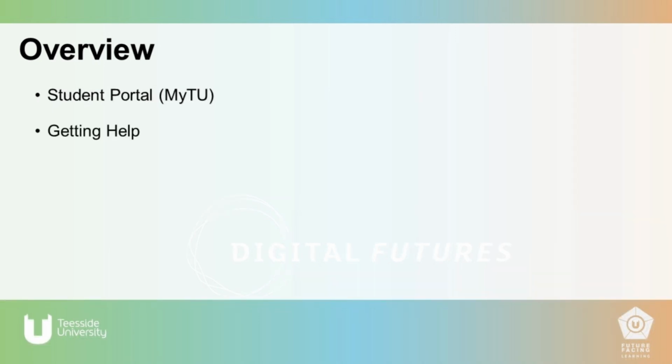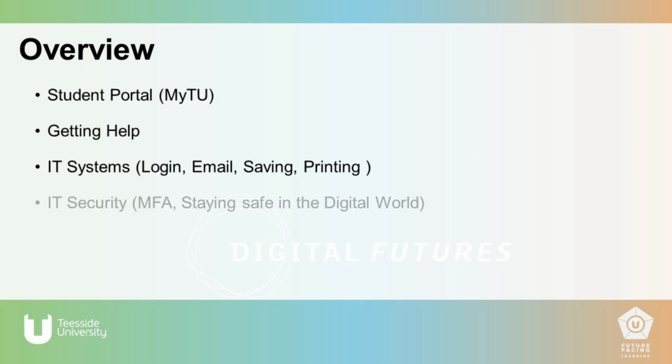We will then move on to the different ways you can get help. We will discuss some of the IT systems, for example your login, accessing emails, saving work as well as printing. IT security is an important part of your journey at university. As such, each one of you has a role to play in both protecting your data as well as keeping the university network safe. We will explain more about this during this video.